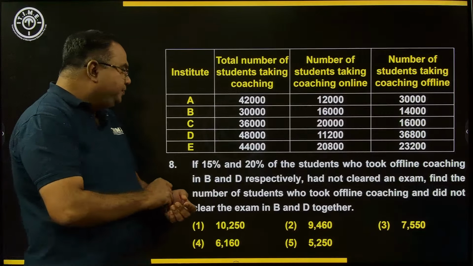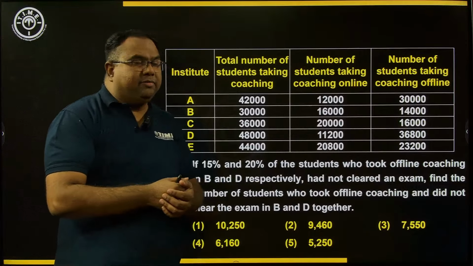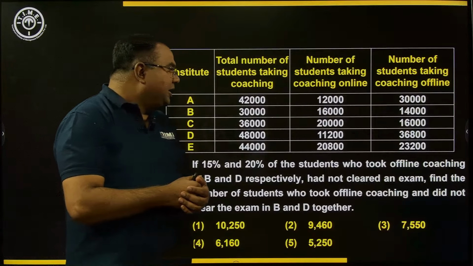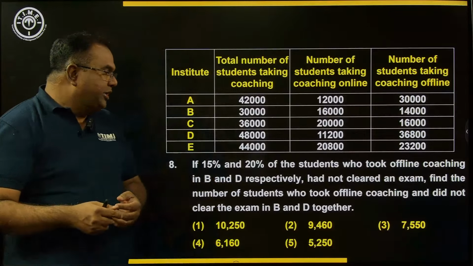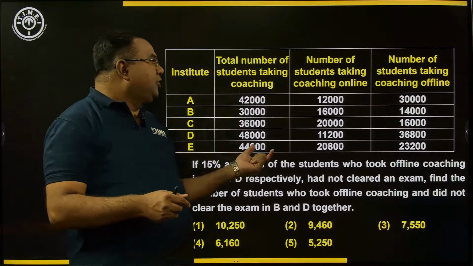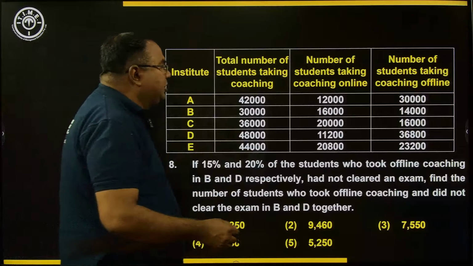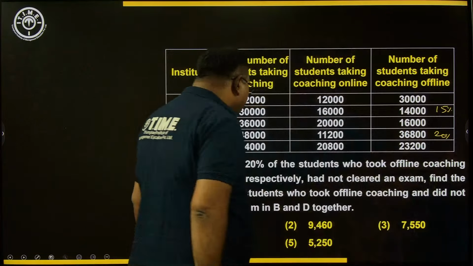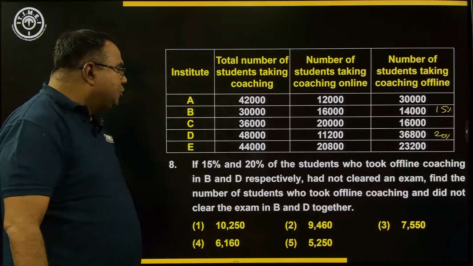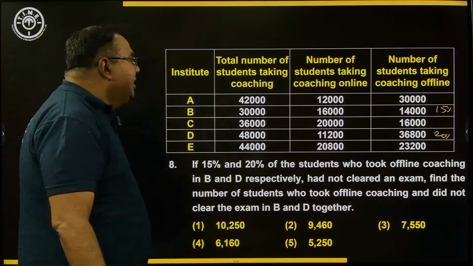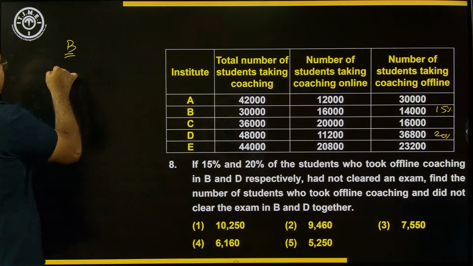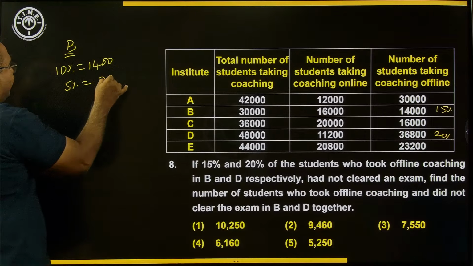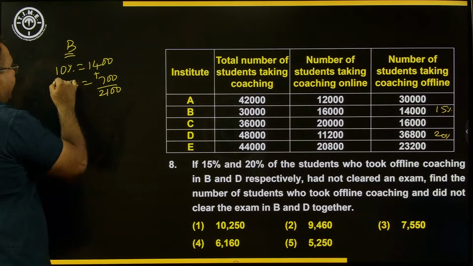Okay, look at 8th question. If 15% and 20% of the students who took offline coaching in B and D respectively had not cleared an examination. Those who took offline coaching in B and D, 15% of B and 20% of D have not cleared. Find the number of students who took offline coaching and did not clear the exam in B and D. Simple. B will be 15%. 10% is 1,400 plus 5% is 700, half. So 15% will be 2,100.